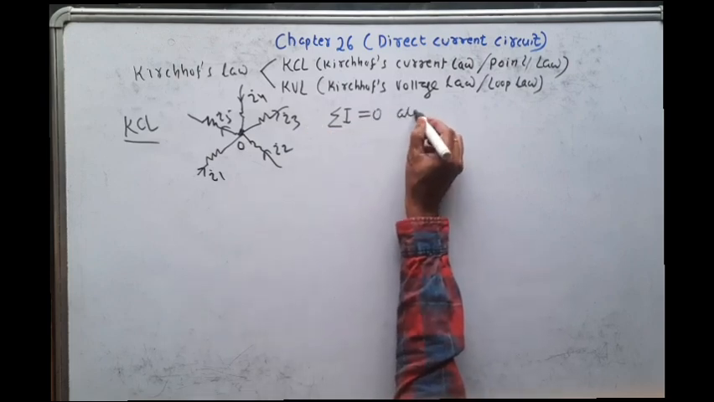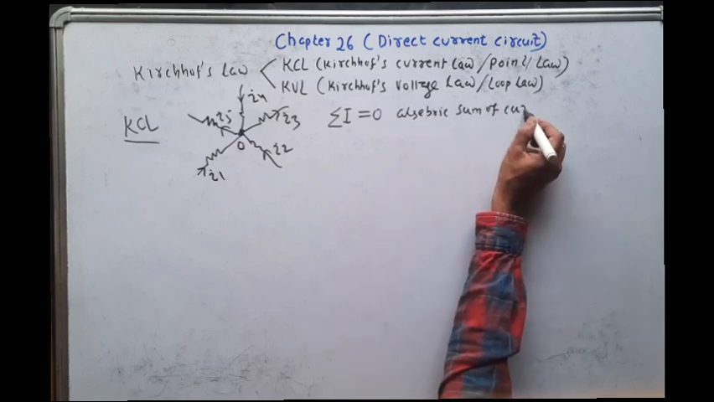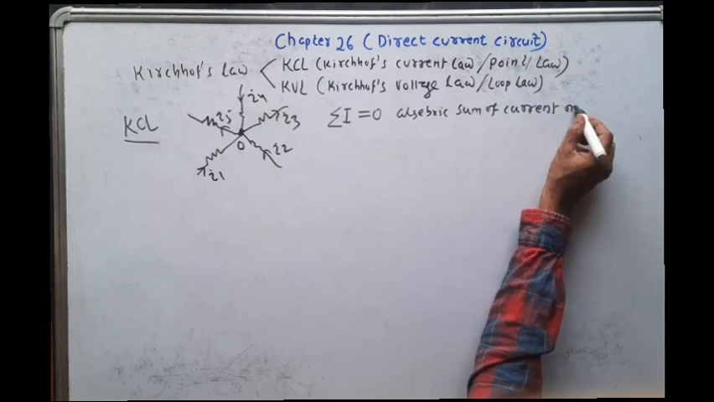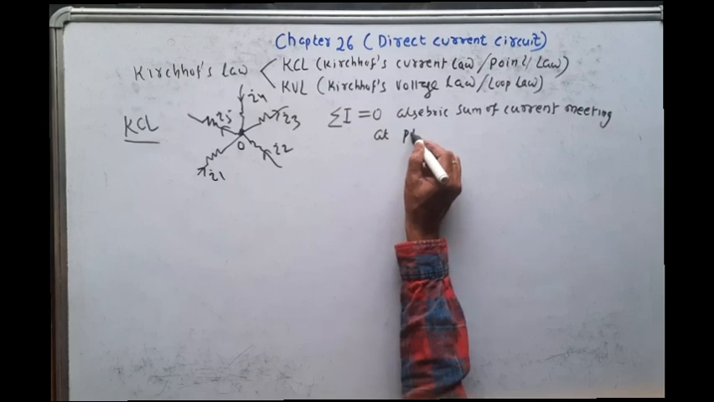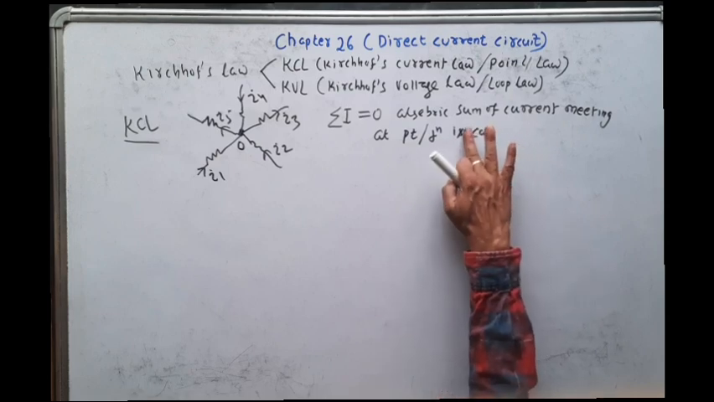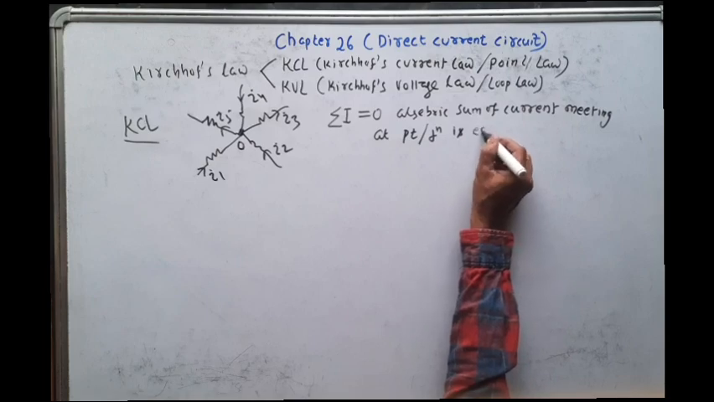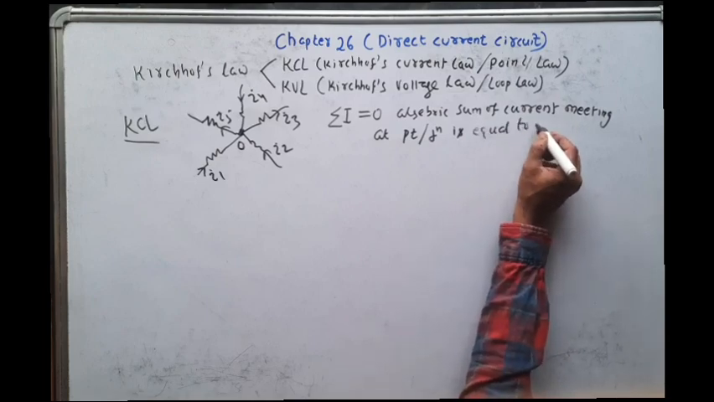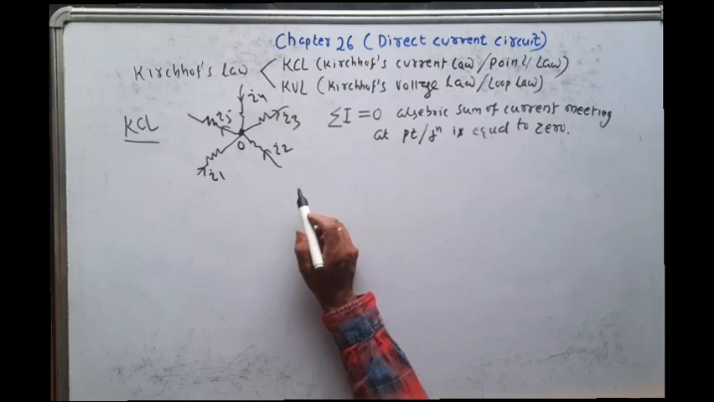So we can write: the algebraic sum of current meeting at a point or junction is equal to 0. So this is your KCL. Now you know current has a direction, though it is a scalar quantity. I have already proved that current is a scalar quantity.